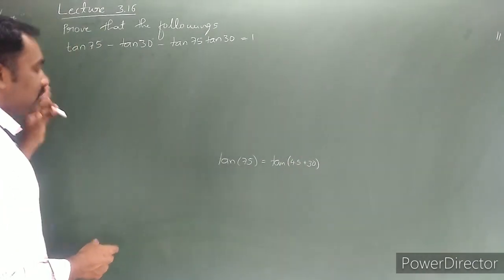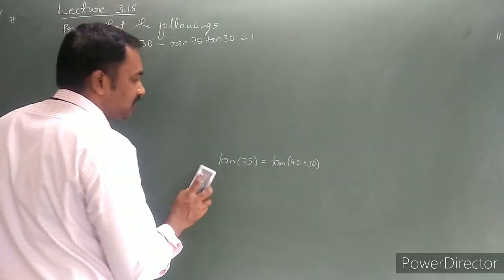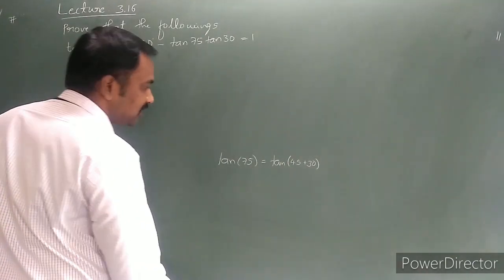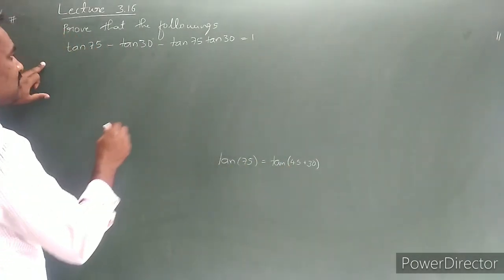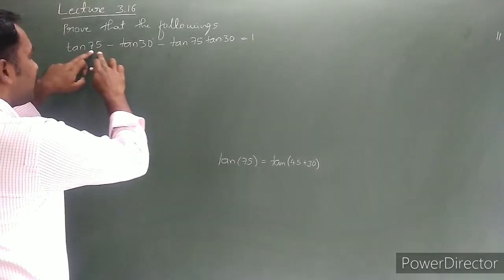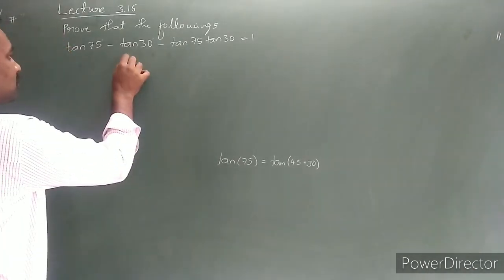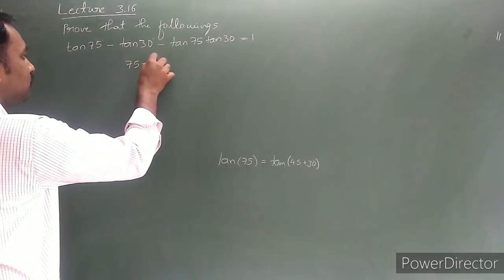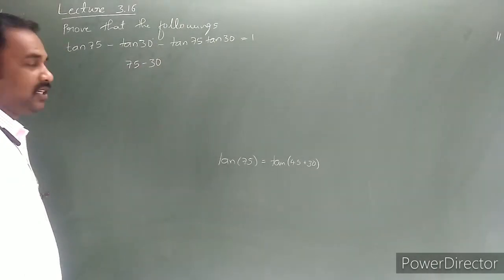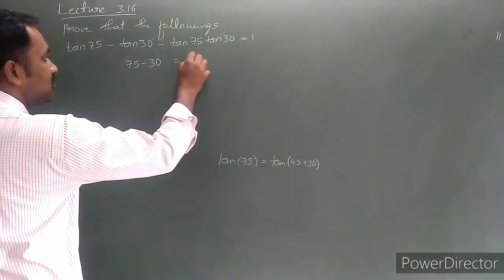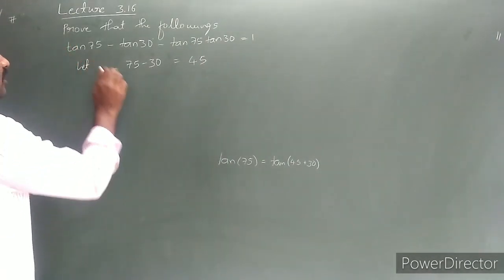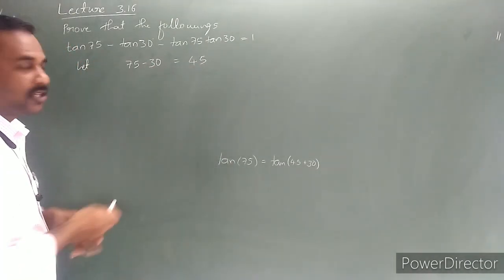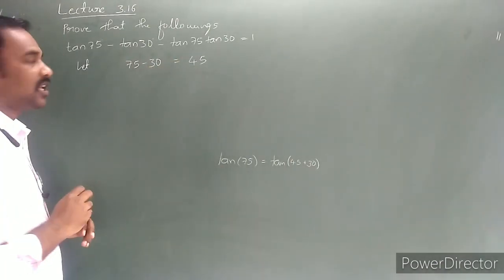Or apart from that, we have to take the LHS and get the RHS part. So instead of taking this value, I just consider 75 and 30 degrees. What is 75 minus 30? 75 minus 30 is equal to 45. LHS is equal to RHS, it is equal.